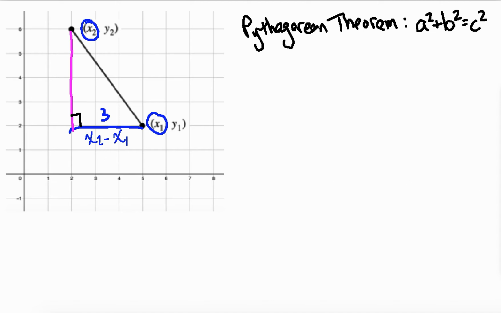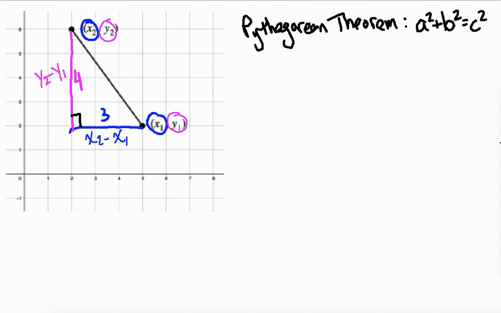In the other one, this length for the vertical line of this right triangle is clearly 1, 2, 3, 4. But the way that I do that is I use this y value and this y value, and I subtract the difference. So I do y2 minus y1, and that's what gets me this length of 4.